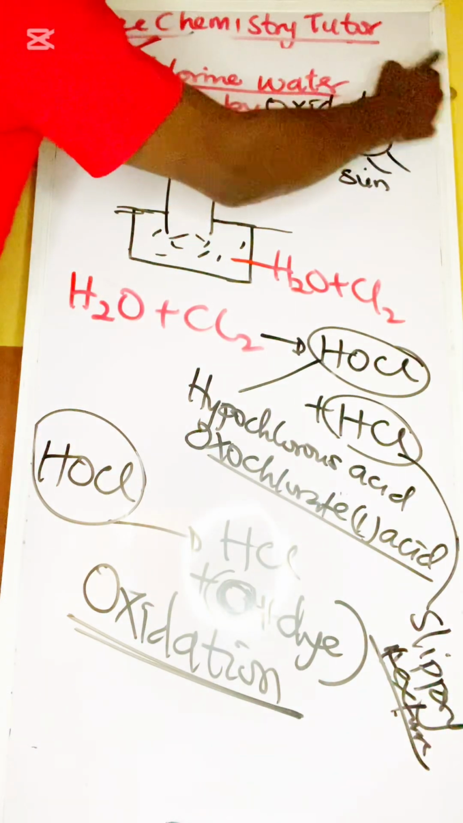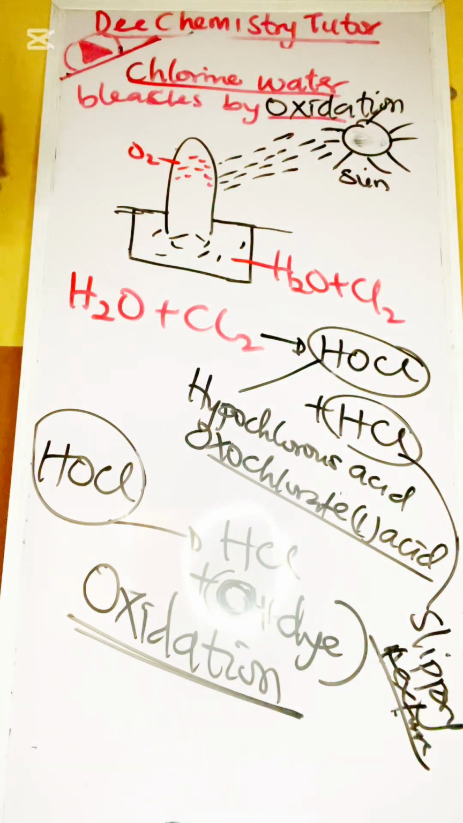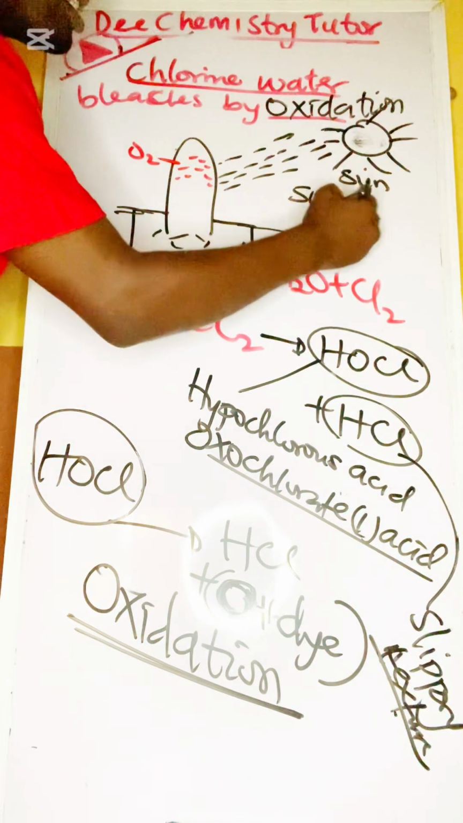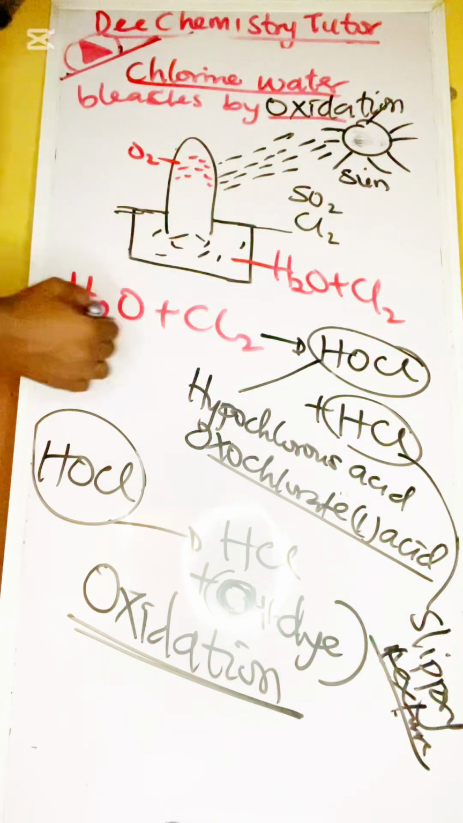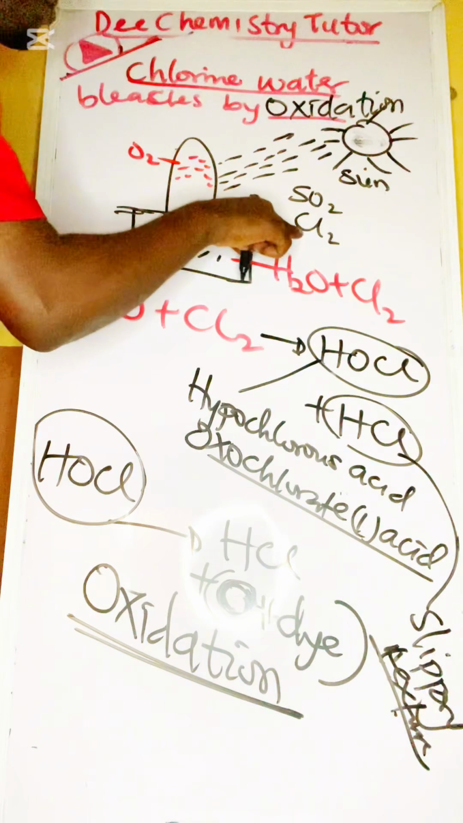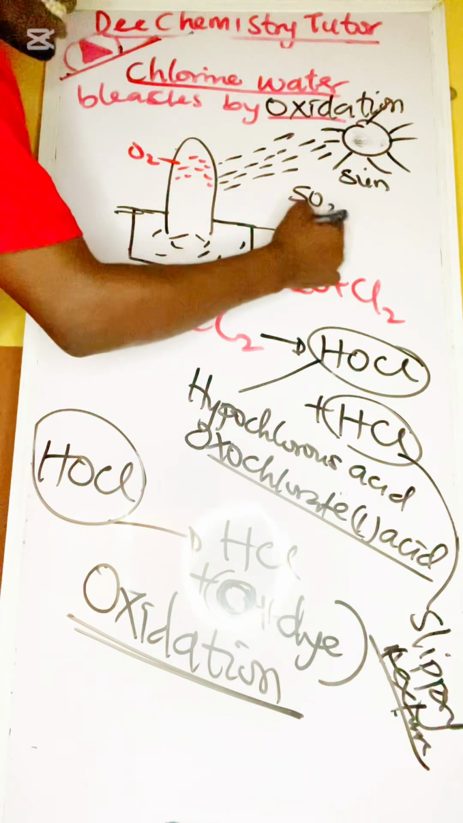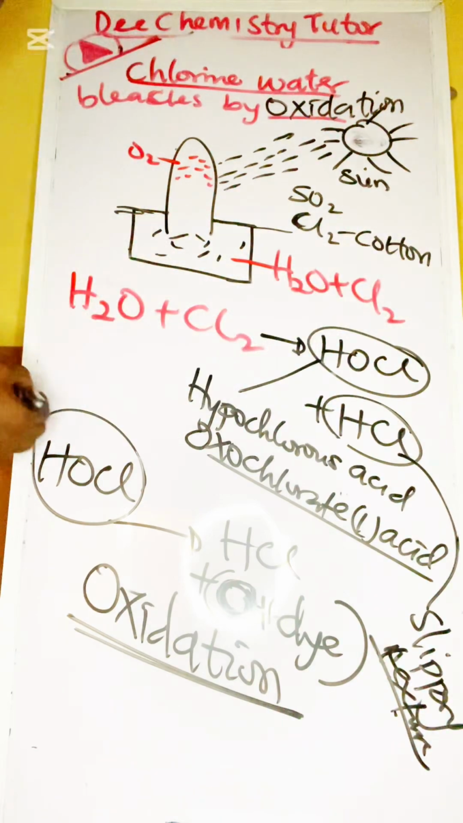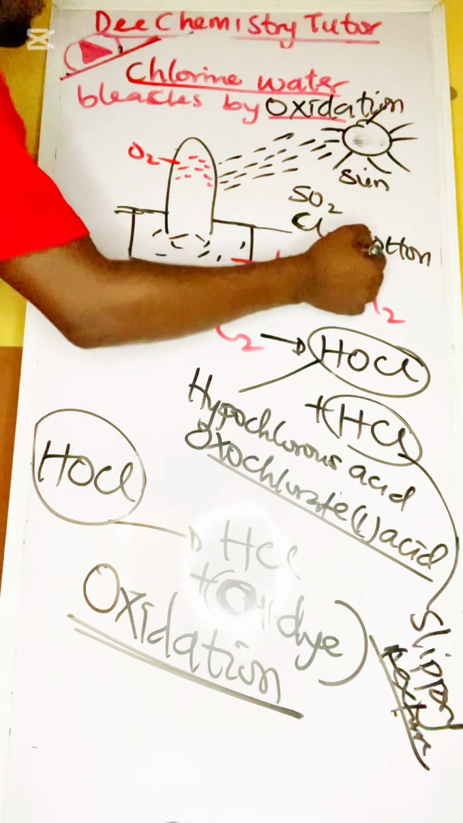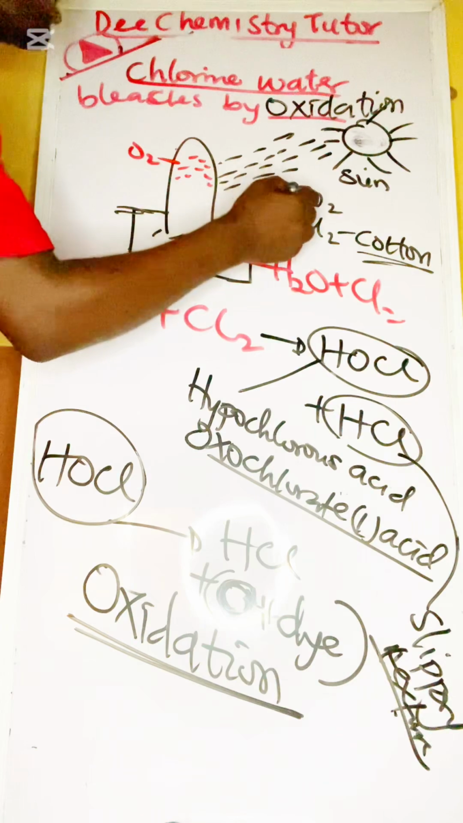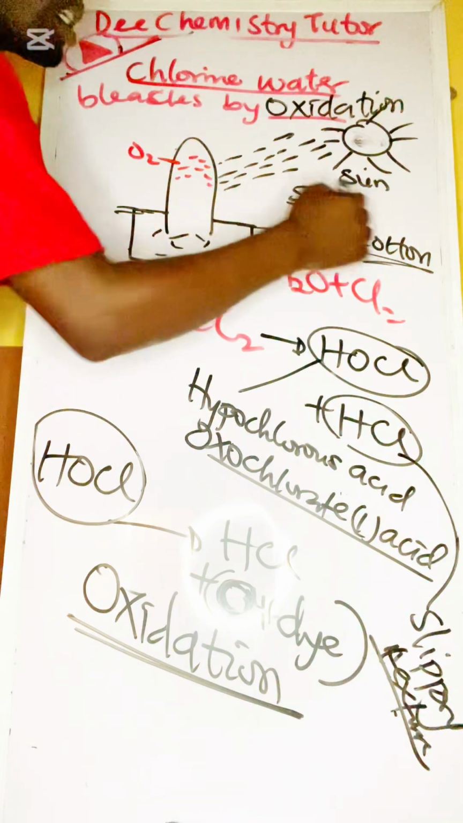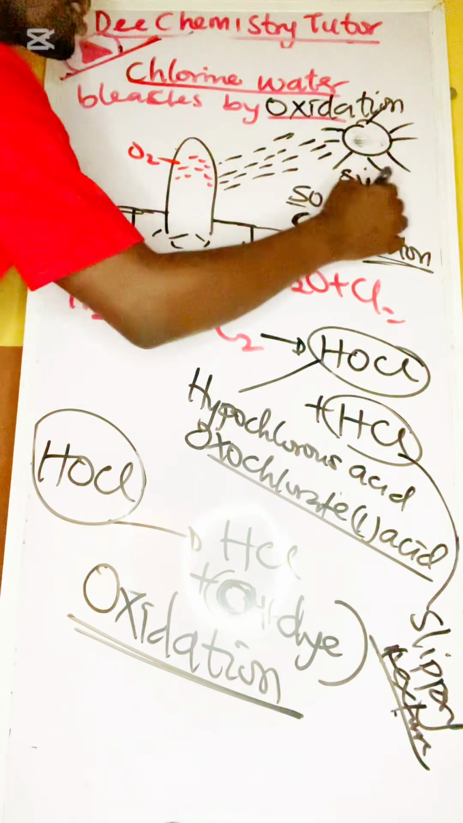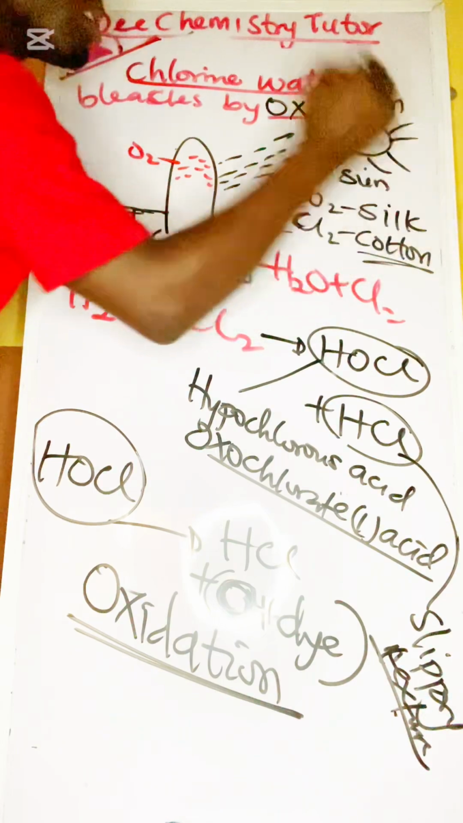So the answer here is oxidation. Please take note. But there's a way I used to remember it, because I need to know how SO2 bleaches and how chlorine gas bleaches too. This chlorine gas here starts with C, so it is cotton. So it is like a plant, somewhat. While this other one is animal: silk. SO2, it is what? Silk. That's why I used to remember it.